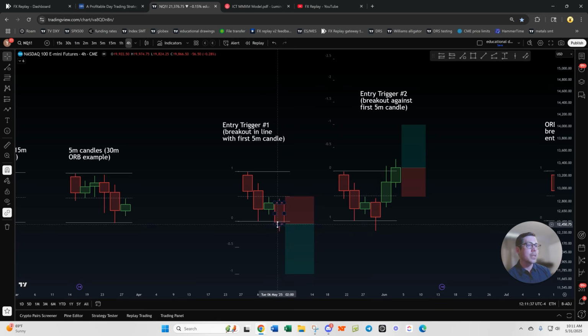But for a short in this case, first 5-minute candle that closes down below the range, you do a market entry at that point. Stop loss is going to be the midpoint of the range.